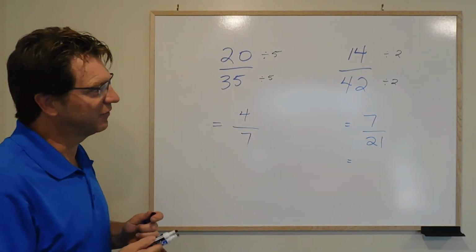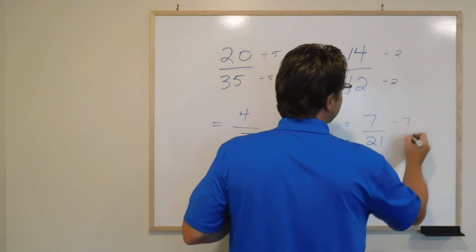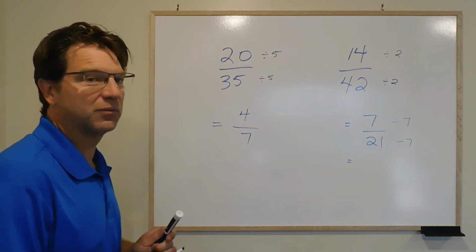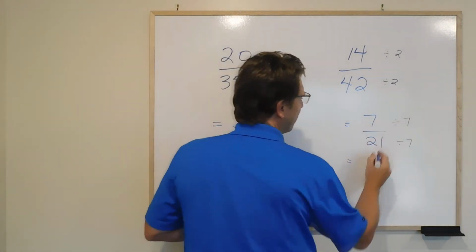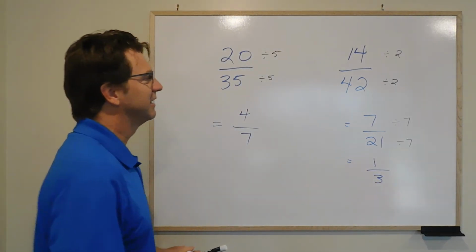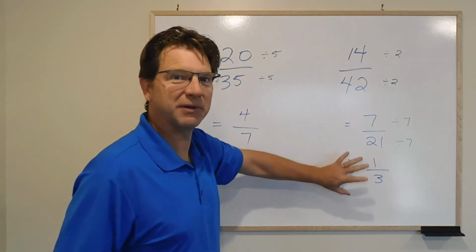What I do notice is these are smaller numbers, but I could divide 7 by 7, and I can divide 21 by 7 as well. Right? So 7 divided by 7 is 1. 21 divided by 7 is 3. So we end up with 1 over 3. Now it took us 2 steps, but that's okay.